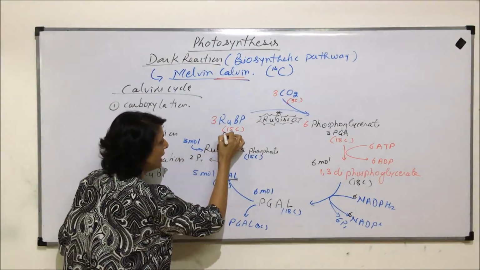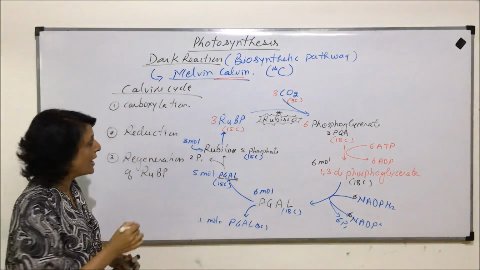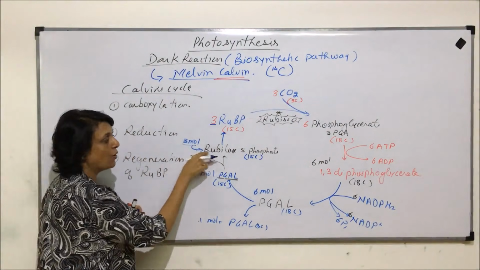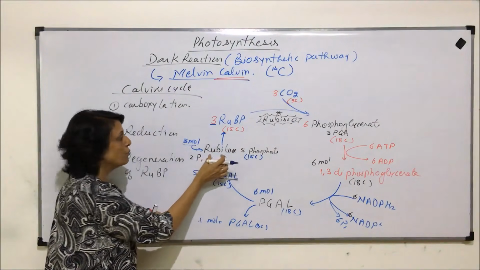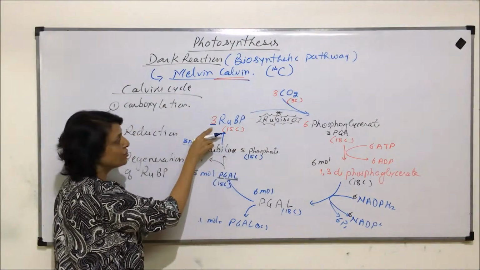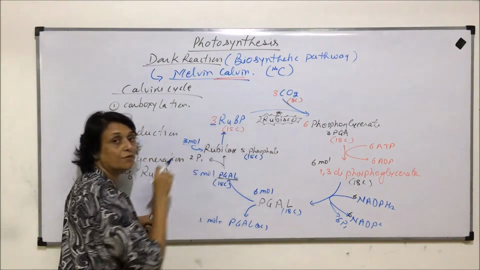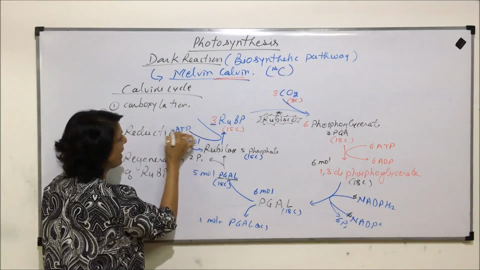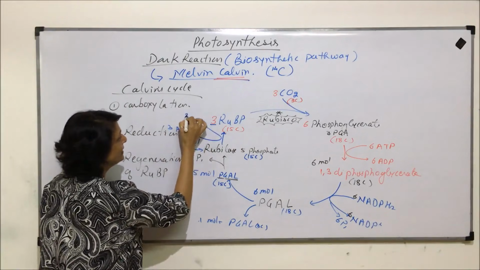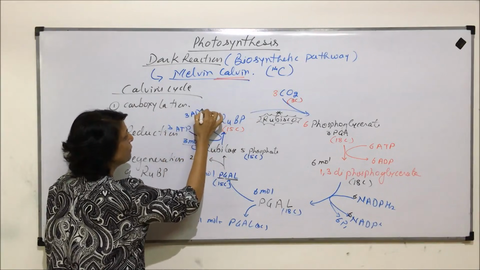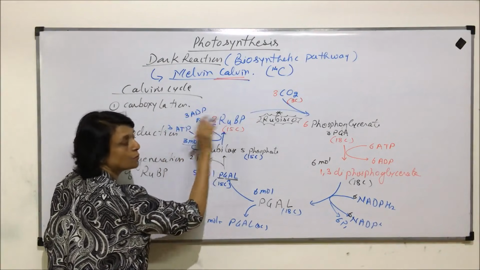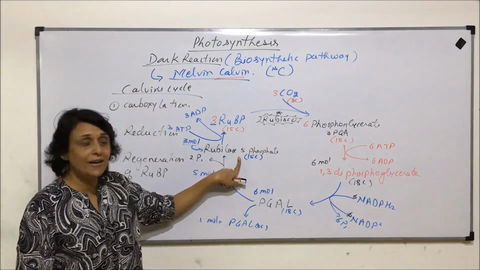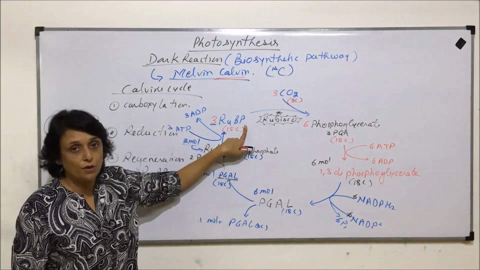And now it undergoes phosphorylation. So there are 3 molecules here, 3 here. These are ribulose 5-phosphate, or we can say ribulose monophosphate. It has to change into ribulose bisphosphate. So here 3 ATPs will be required and 3 ADP will be formed, and those 3 phosphates will go here, and that is how this monophosphate will change into bisphosphate.